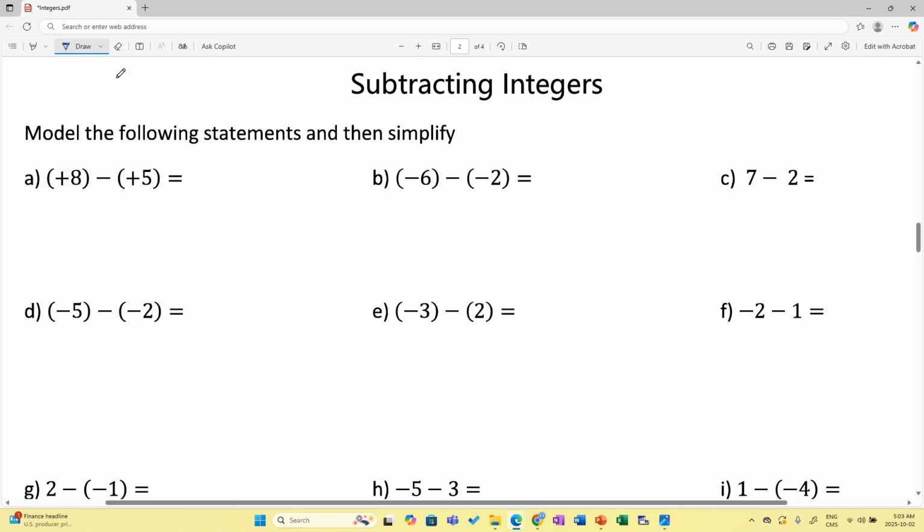Hi class, in this video we're going to be talking about subtracting integers. If you haven't already, please watch the video on adding integers first.